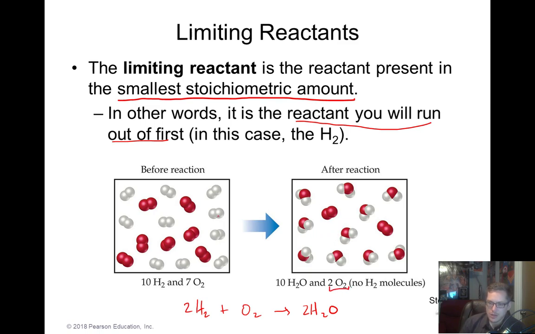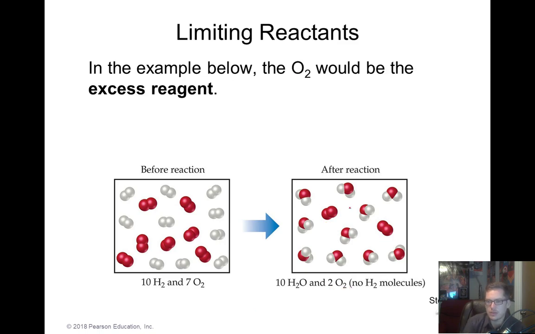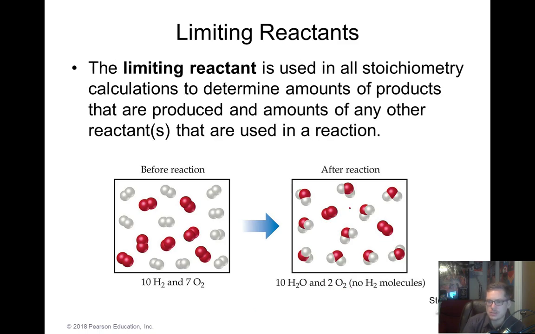Notice how the hydrogens here, the white ones, got turned into waters, and we still have 2 oxygens left right there and right there. There's no hydrogens left over. Because hydrogen is what we ran out of first, it's the limiting reactant, and the oxygen is what we have left, so it's the excess reactant. All right, so the limiting reactant is what we're going to use in all of our stoichiometric calculations.